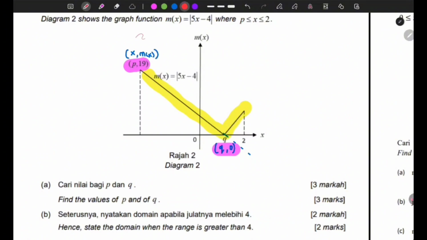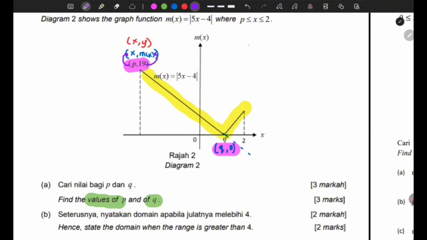It's like following the normal coordinate, which is (x, y). Exactly the same thing, just the y changes according to the y axis. This time your y axis is not f(x), it's not y, but m(x). So they ask us to find the value of p and q. To find that, you know what p is. p is actually your x, isn't it? And your m(x) is 19.